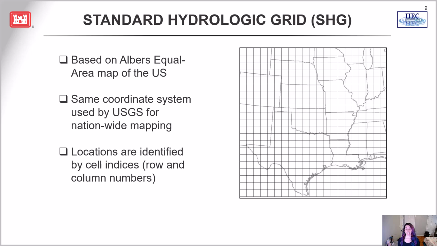It is based on the Albers Equal Area Map of the US, and the important thing is that it is the same coordinate system used by the USGS for nationwide mapping. So we have an overlap with one of our federal partners that provides us a lot of data. Now, if you're looking for specific locations, all locations are identified by cell indices, so kind of the row and column, like you're looking at an Excel spreadsheet pretty much.